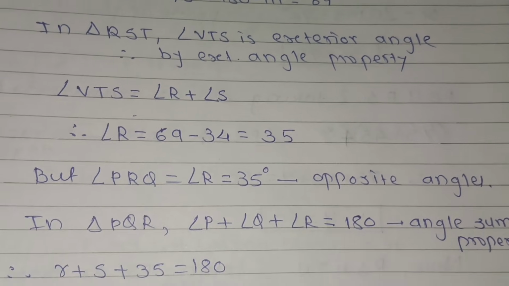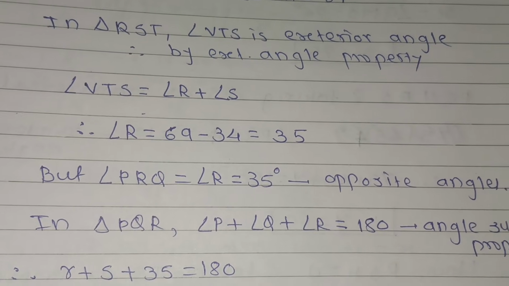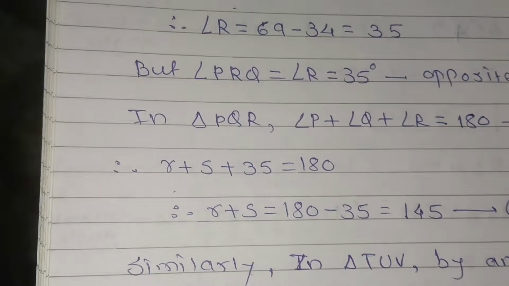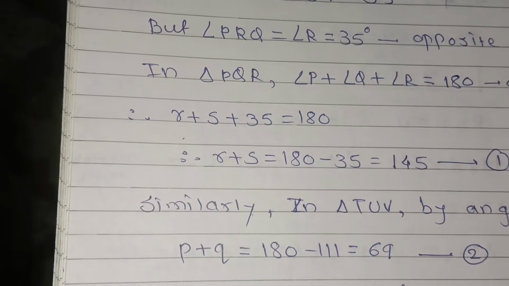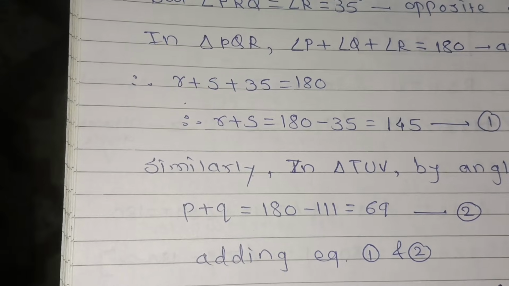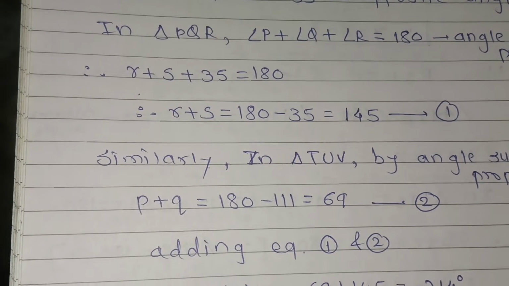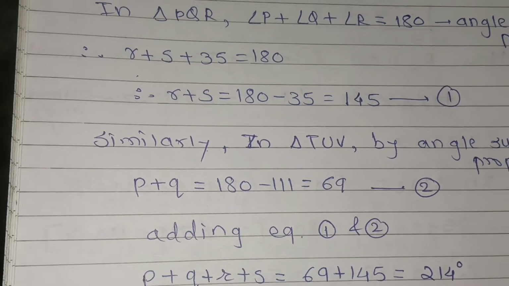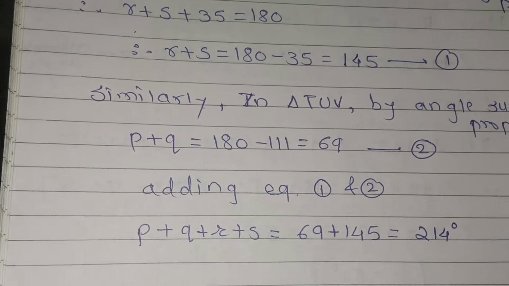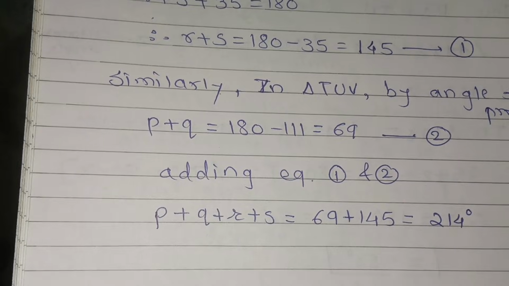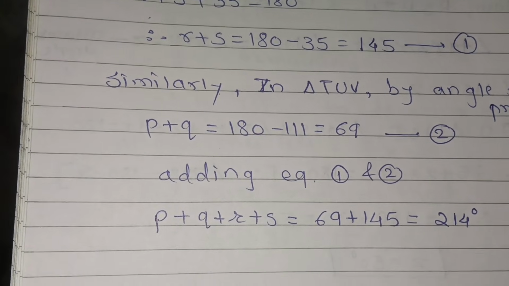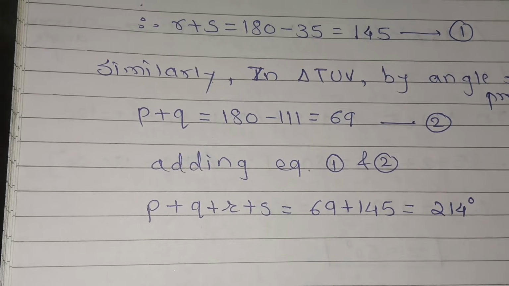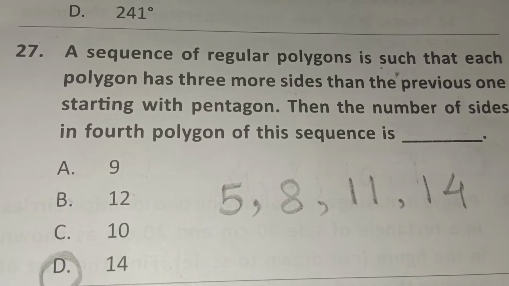Angle sum property. By putting the values of these angles as R, S and 35, we get the sum R plus S is equal to 145 degrees. Similarly, in triangle TUV, by angle sum property, P plus Q gives 180 minus 111, that is 69. Now we will add equation 1 and 2 to find the value of P plus Q plus R plus S. We get the answer 214. So option A.